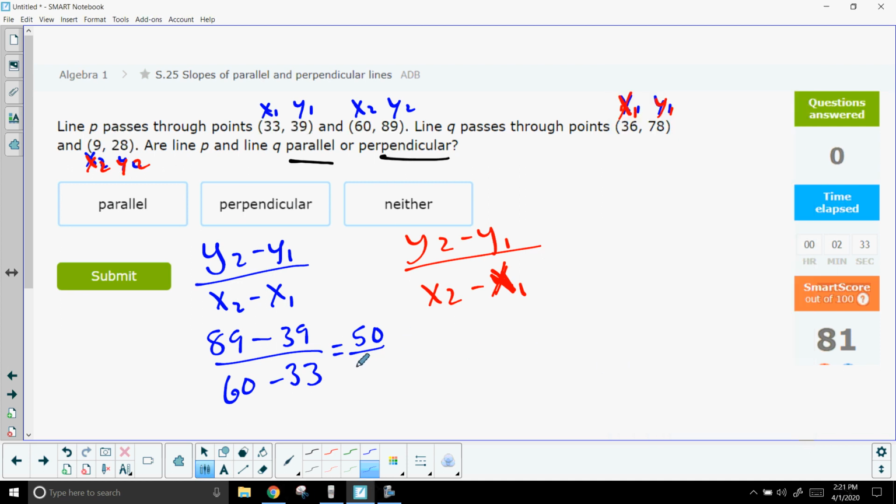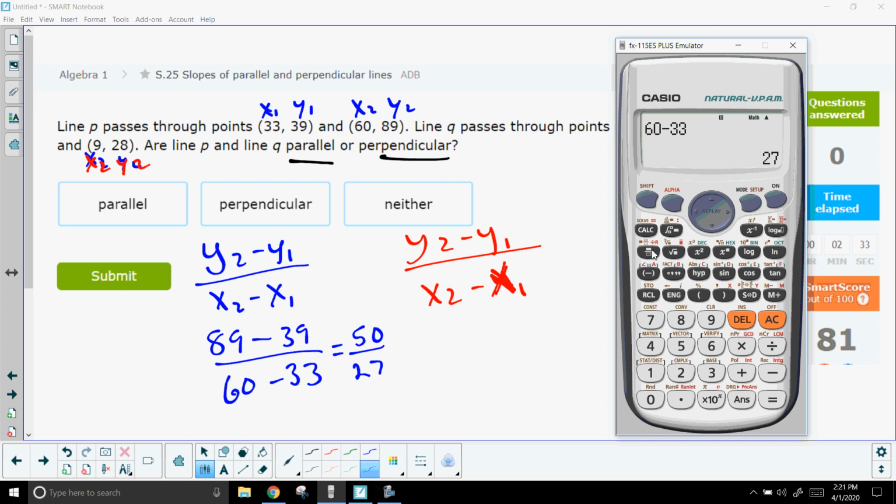Fun fact, remember your Casio can simplify this for you. So if you wanted to punch all of this in, you can if you have a Casio, or you can use a scientific calculator in Desmos. But indeed, 50 over 27, so I was right.